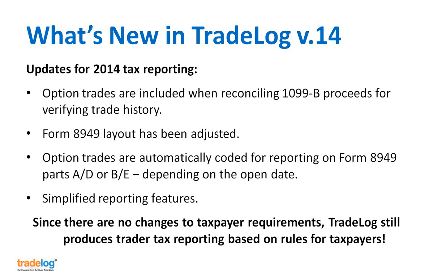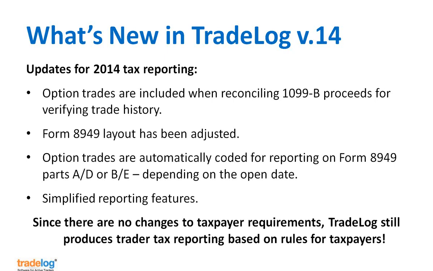So if you remember, there's check boxes. For the short-term 8949 section, you have box A, B, and C. And for long-term, you have D, E, and F. So A and B are boxes that relate to securities that are reported on the 1099. So what TradeLog is going to do now is it's going to look at your option positions. It's going to look at when the position was opened and determine based on that whether it should go on section A and D or section B and E. And I'll show you a little more about that later as well, and how you can override that if necessary.